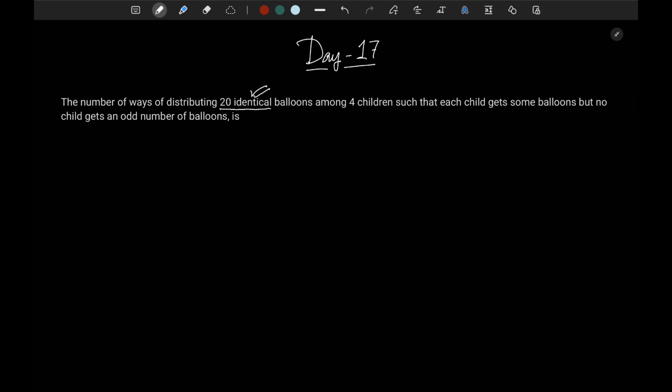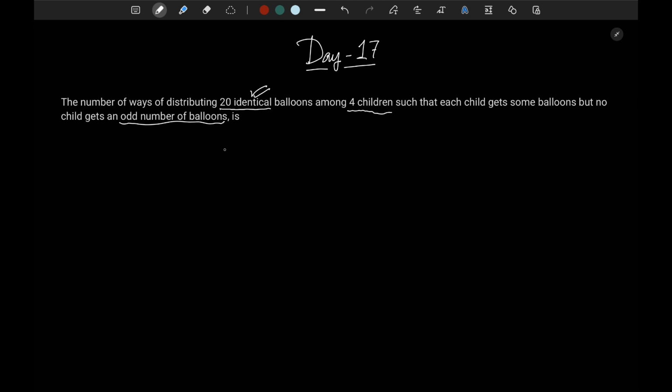number of balloons. We will come to this odd number part of the problem later. But let's first understand how we can represent this problem in another form, or I will give you another way of asking the same question. Notice that these balloons are identical, but the children are distinct. Obviously the 4 children are distinct here, right?